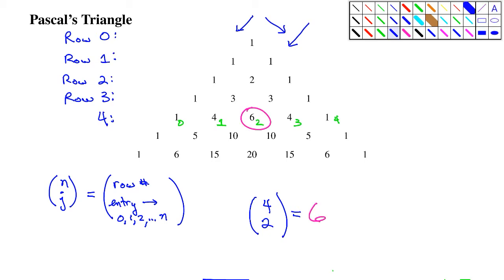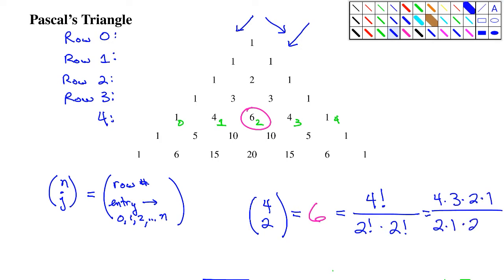Let's verify. 4 choose 2 should be 4 factorial over 2 factorial times 2 factorial, which would be 4 times 3 times 2 times 1 over 2 times 1, 2 times 1. The 2 and the 1 cancel, and then 12 divided by 2 is 6, indeed. So one way to easily produce these binomial coefficients is just to produce Pascal's triangle. It's practical up to about row 6, as you see here, maybe even row 7 or 8, but it just sort of depends on your application.